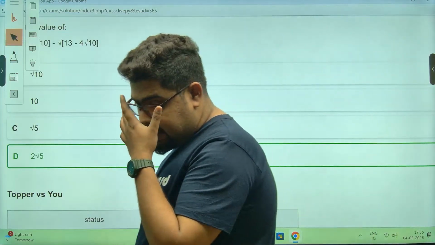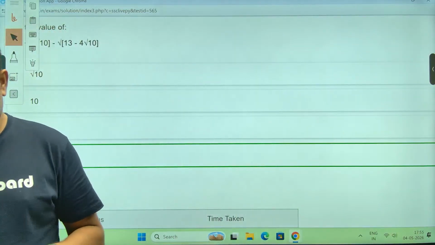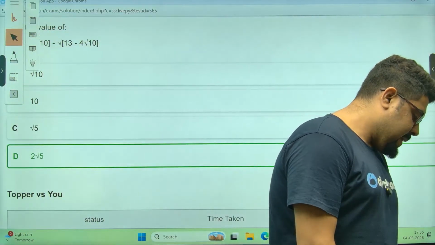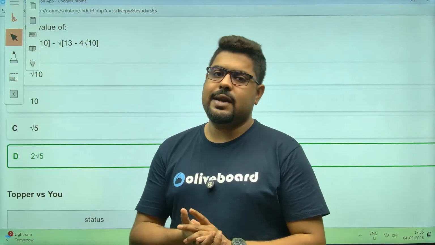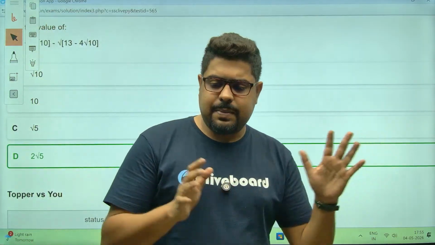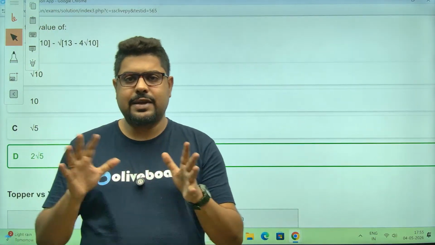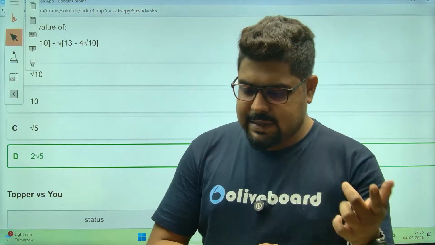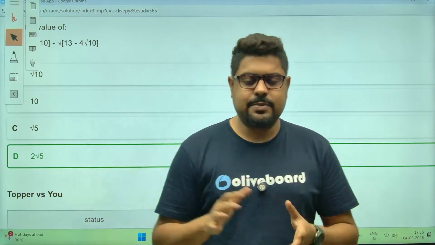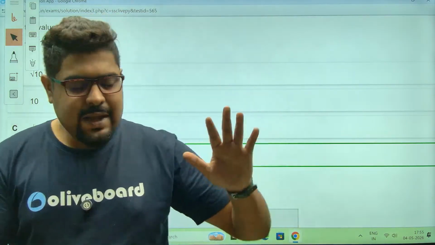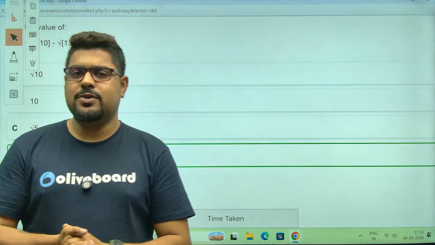And that concludes our mock analysis for this week. Again, the paper was standard this week. A few questions were there where you might get into trouble, but at least compared to the last couple of weeks, this week's paper was a little on the standard side. But again, I hope now it's clear, you will now be able to solve.